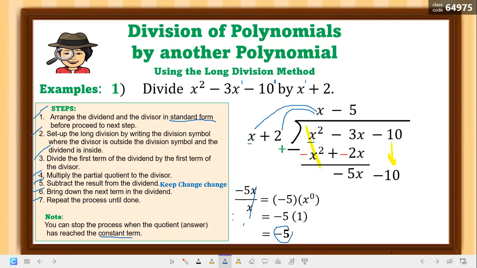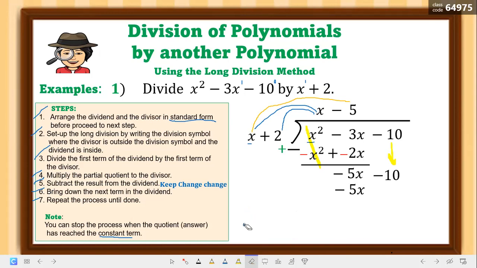And ulitin natin, multiply mo ulit. Okay, everybody. What is negative 5 times x? Negative 5x. Okay, very good. Negative 5x. Isulat mo doon sa tapat. Okay, burahin ko ito para hindi masyadong magulo. Okay, and then, multiply mo ulit ito. Negative 5 times 2. Negative 10.